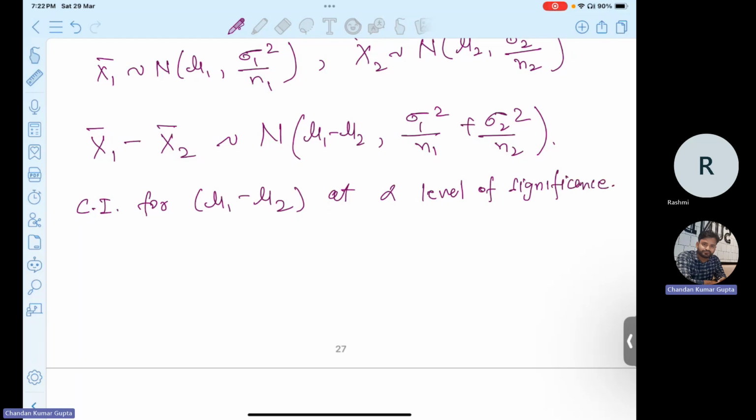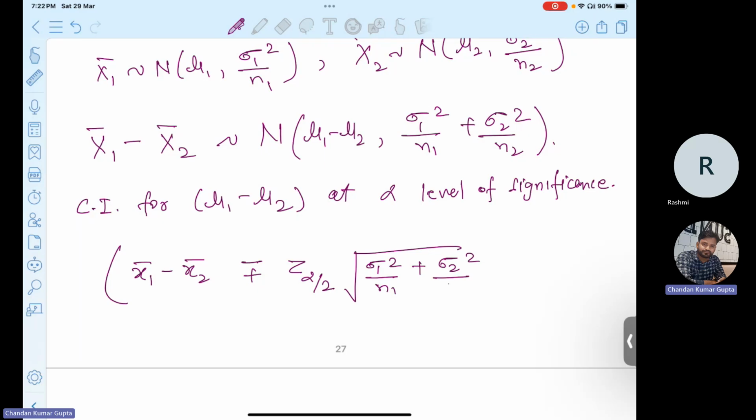So this is x1 bar minus x2 bar, minus plus z alpha by 2 times the square root of sigma 1 square upon n1 plus sigma 2 square upon n2. This is how we construct the confidence interval for the difference between the means of two populations.